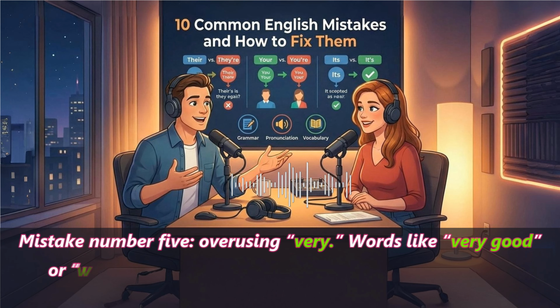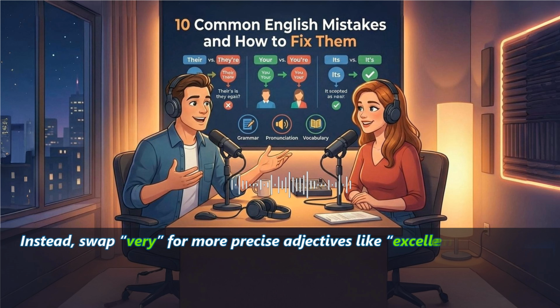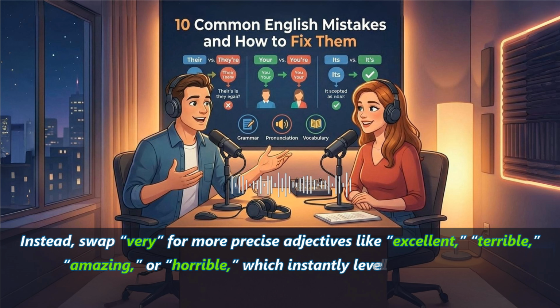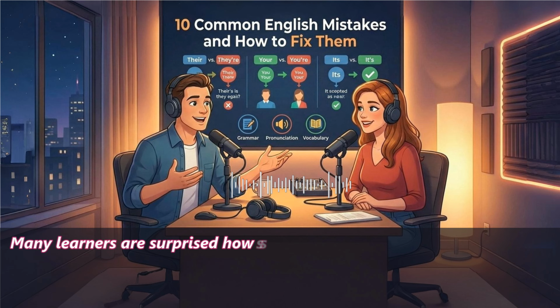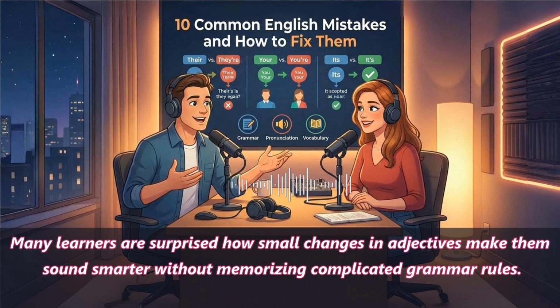Mistake number 5, overusing very. Words like very good or very bad weaken your language and make it bland. Instead, swap very for more precise adjectives like excellent, terrible, amazing, or horrible, which instantly level up your English. Many learners are surprised how small changes in adjectives make them sound smarter without memorizing complicated grammar rules.